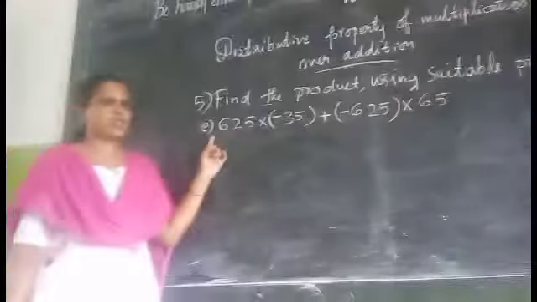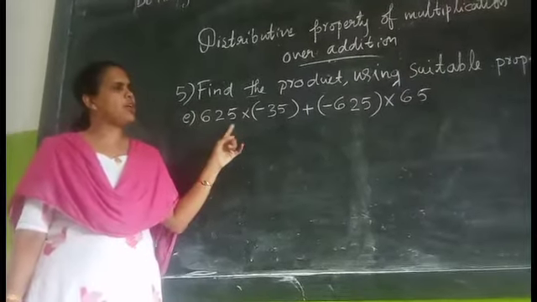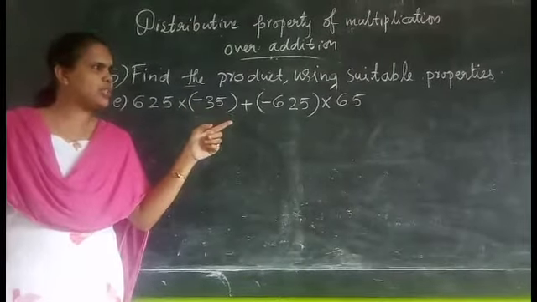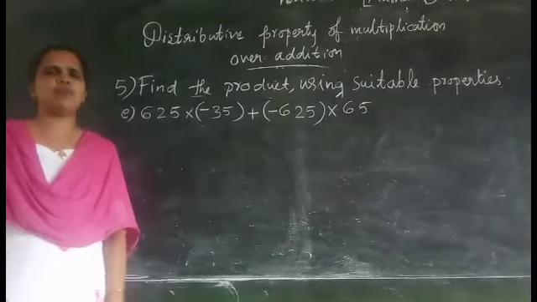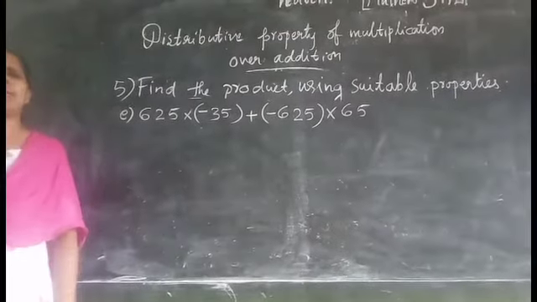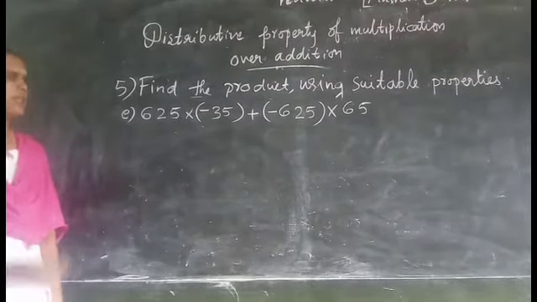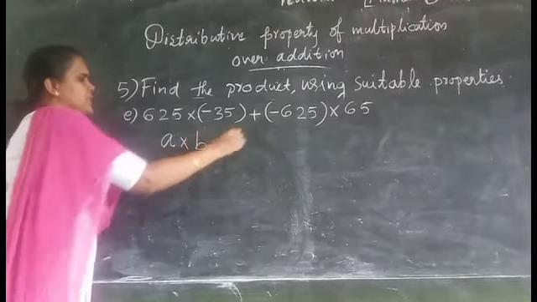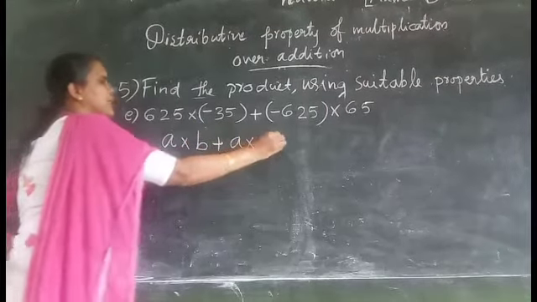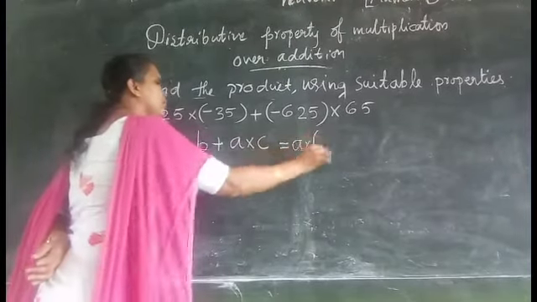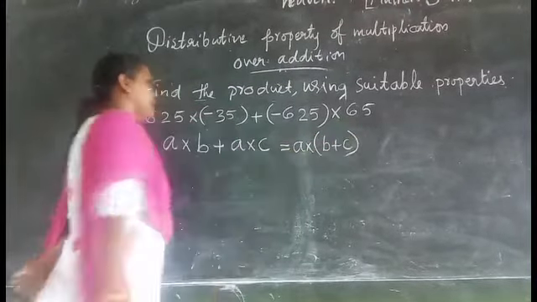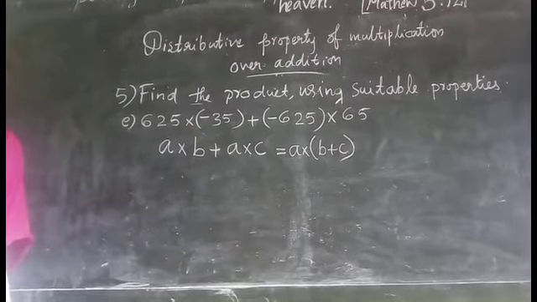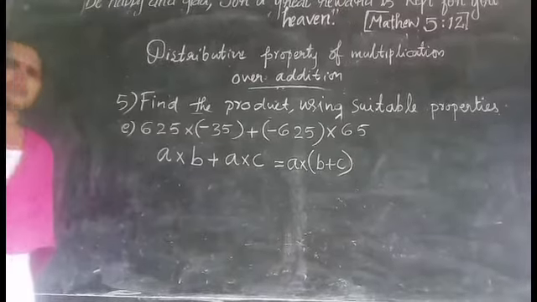Okay. Next question, number E. 625 into negative 35 plus negative 625 into 65. Here also we can apply the distributive property, that is A into B plus A into C is equal to A into B plus C.